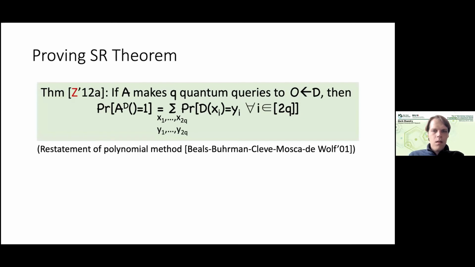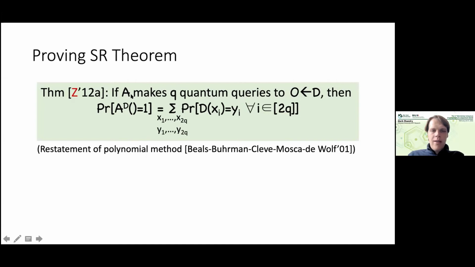Okay. So I wanted to sketch how we might prove the small range distribution theorem. It's going to include two ingredients that will be interesting to note. We won't prove either of these. The first is really just a restatement of the polynomial method, which is a known quantum query lower bound technique.